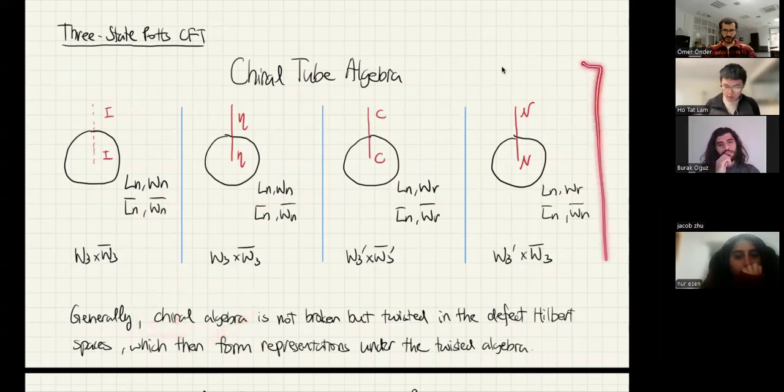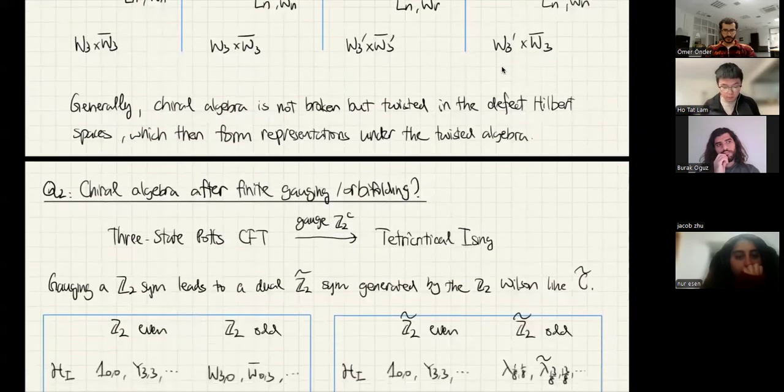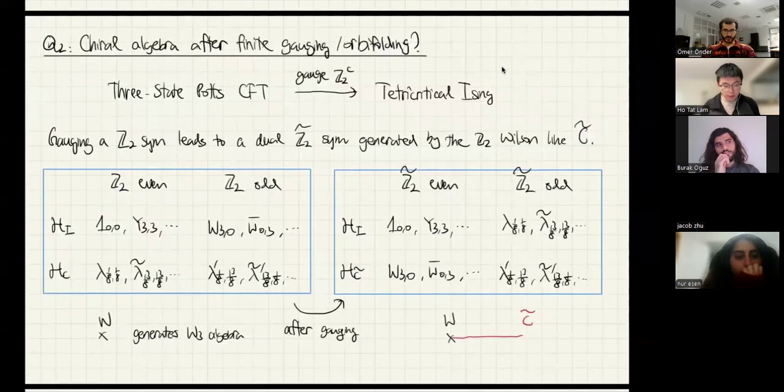So this answers the first question. Generally, a defect doesn't break chiral algebras; it just twists the algebras, and then the defect Hilbert space is just organized under these twisted chiral algebras. So this is the first question. Let me move on to the second question that I would like to ask.